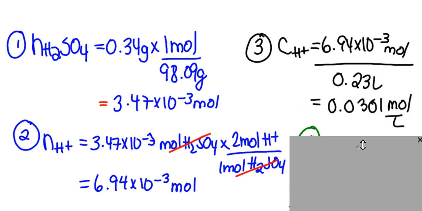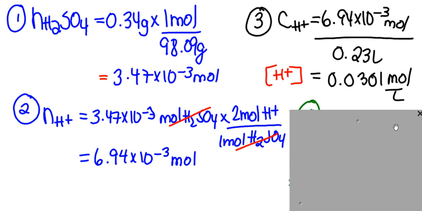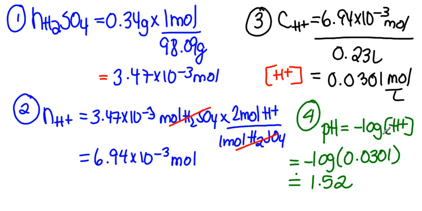When I do that, here's my moles that I just calculated. I divide it by my volume, and I get about 0.0301 moles per liter of hydrogen ions. Now that I have my concentration of hydrogen ions, this number here, then I can plug that into my pH formula. My pH formula is negative log of hydrogen ions in moles per liter. So when I do that, pH is equal to negative log of hydrogen ions. When I round it to 2 decimal places, I get a pH of approximately 1.52.